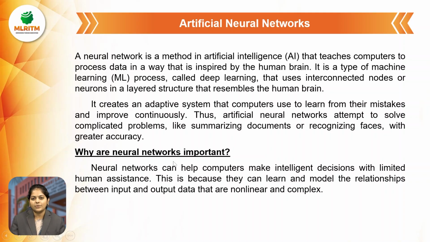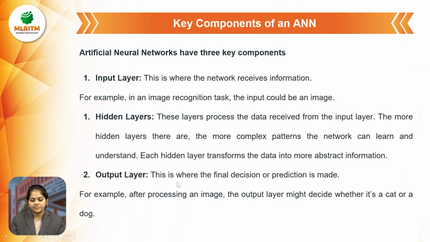So why is a neural network important? Let's see. Neural networks can help computers make intelligent decisions with limited human assistance. This is because they can learn and model the relationship between input and output data that are non-linear and complex. With the help of artificial neural networks, we can make our own predictions with minimum human help. That's the reason artificial neural networks came into the picture.